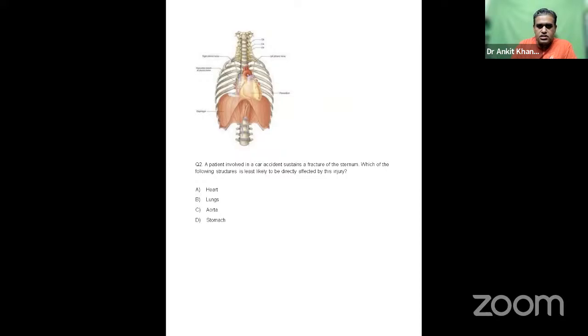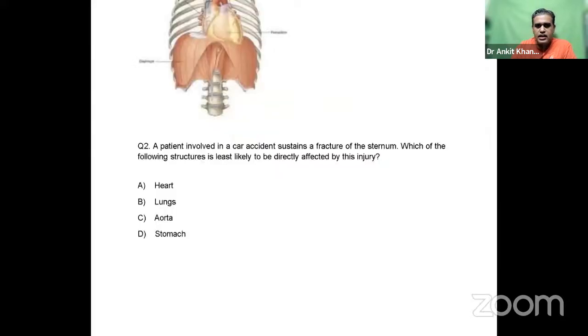Okay, let us see the next question of thorax. A patient involved in a car accident sustains a fracture of the sternum. Okay, so the patient involved in a car accident has a fracture of the sternum, the front bone over there. Which of the following structures is least likely to be directly affected by this injury? So you have to understand, out of 4 options, apply common sense also, which structure is least affected by the damage to the sternum. Is it heart, lungs, aorta, or stomach? Think about it.